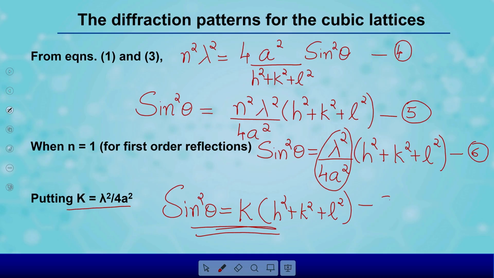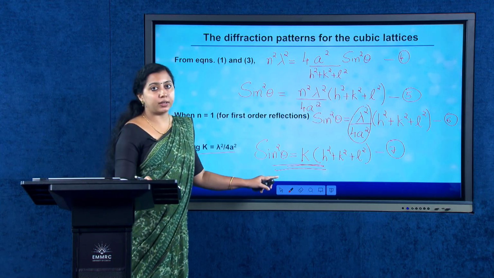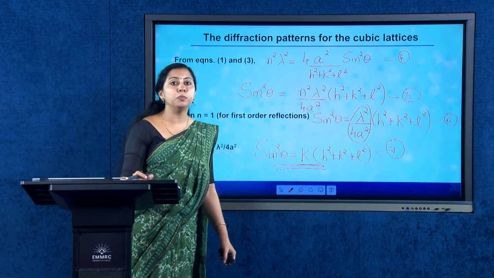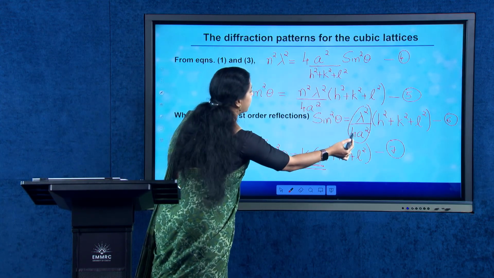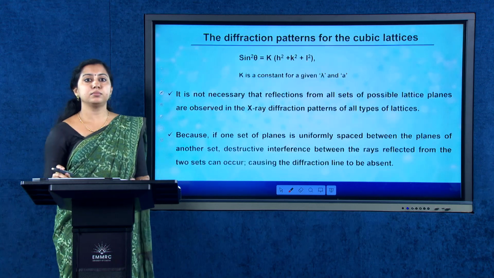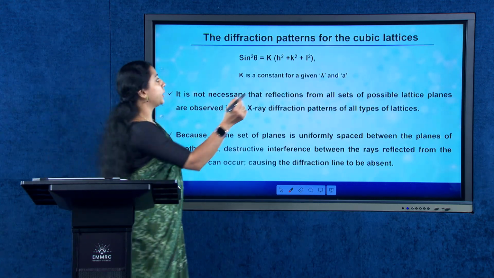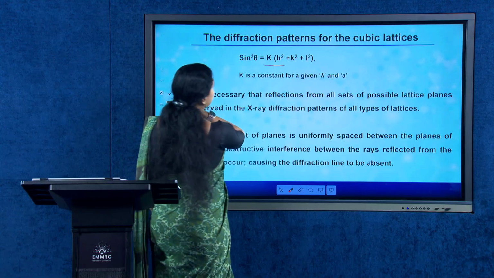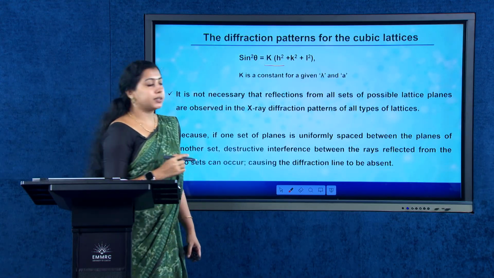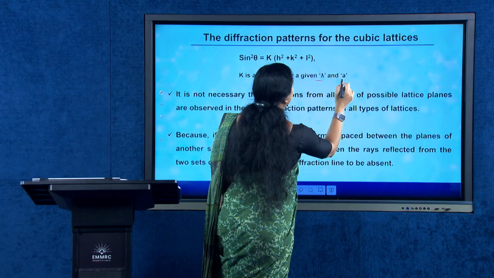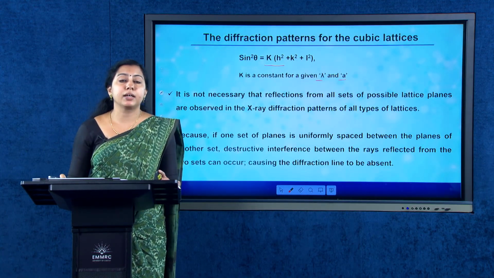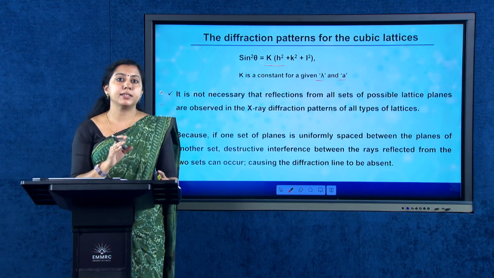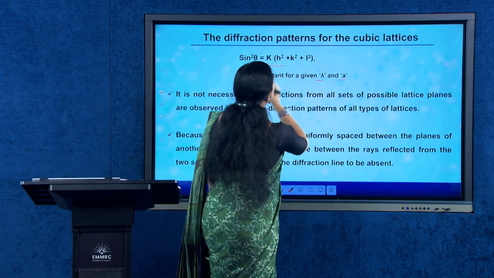This is equation 7. So, we have arrived at an expression for sin square theta. So, sin square theta is equal to K into h square plus k square plus l square, where K is equal to lambda square by 4 a square. K is a constant for a particular wavelength lambda and the unit cell edge a. So, this gives a relation between the Bragg angle theta as well as the values of the Miller indices h, k and l.